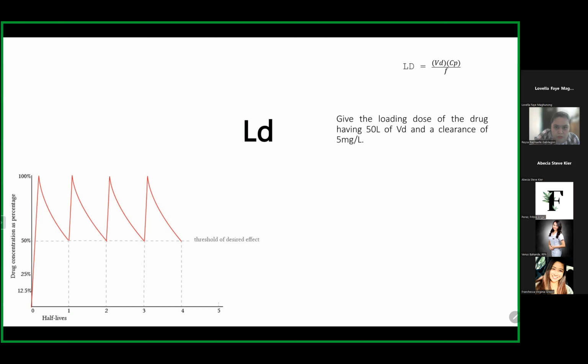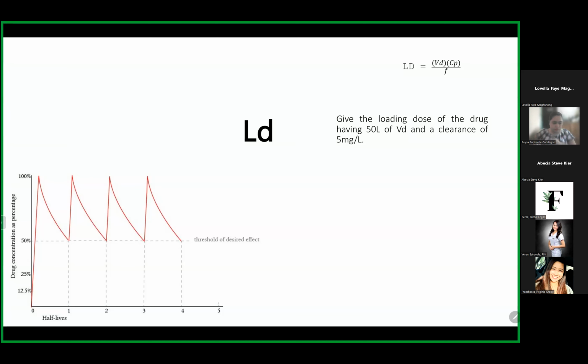We have a question here. Give the loading dose of a drug having 50 liters of VD and a clearance of, rather the concentration, that would be a concentration of 5 milligram per liter. And with that, the liters cancel out. And the F here would be, let's disregard the graph, the F would be, let's say 100% if it's given intravenously, so 1.